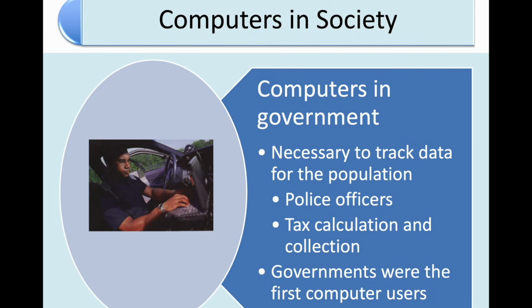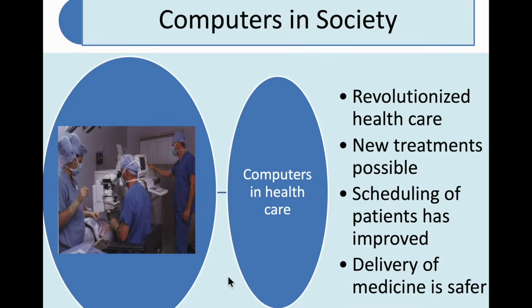What about computers in governments? The government is also getting many benefits from these computers. It is necessary to track data for populations, and also police officers are getting information about any user using these computers. And the tax department is also getting information about tax calculation and collections. Or you can say that the government was the first computer user.